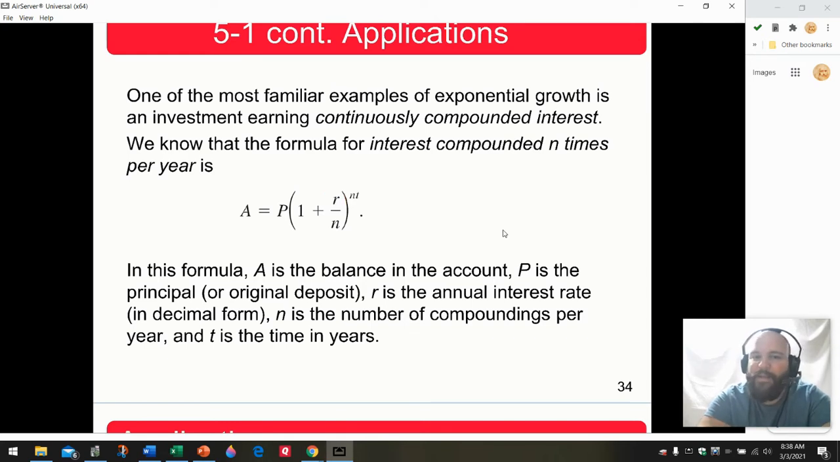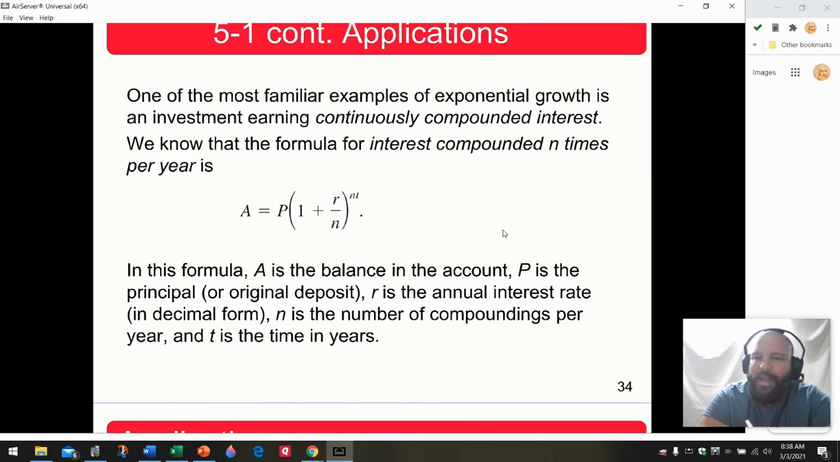The thing to keep in mind about R, when you put the number in for R, it must be in decimal form. It cannot be in percent. So if they're giving you 5% interest, you cannot put a 5 in for R. You have to put 0.05 in for R. That's one of the most common mistakes that I see students make with this formula.